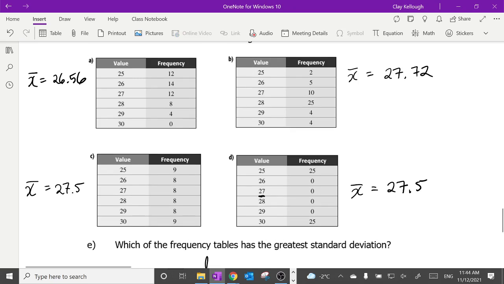Okay, now what do you think? Which one is it clumped to the closest? Which one has more of its data near its mean number? And the answer is B. Can you kind of see that?